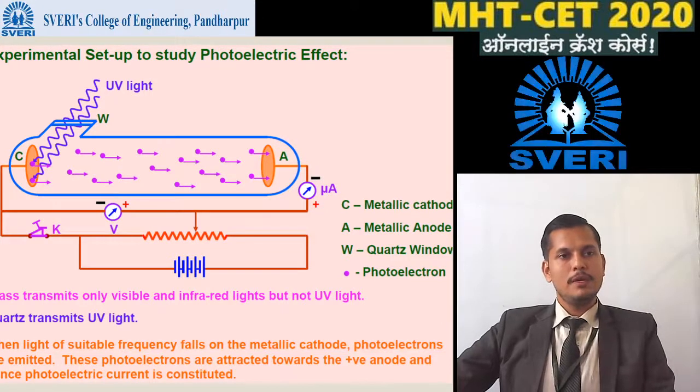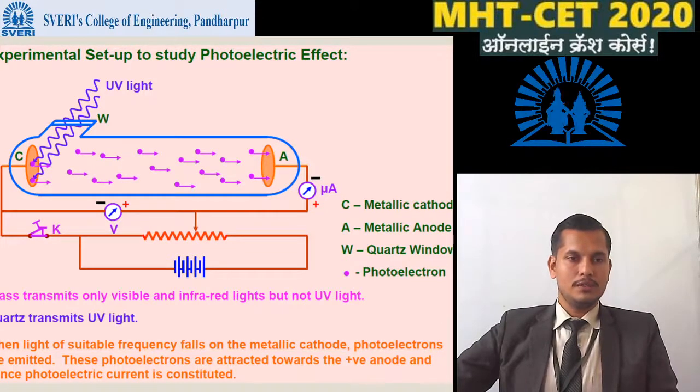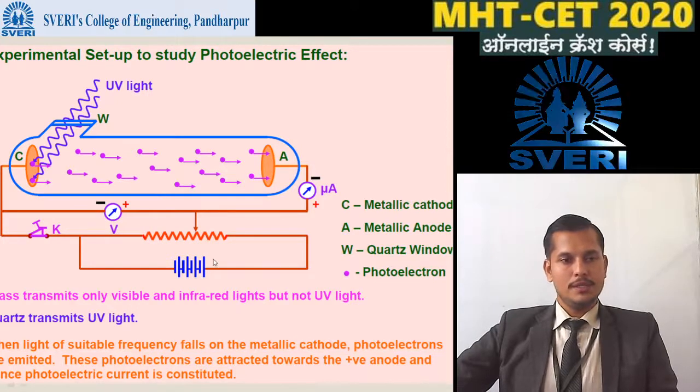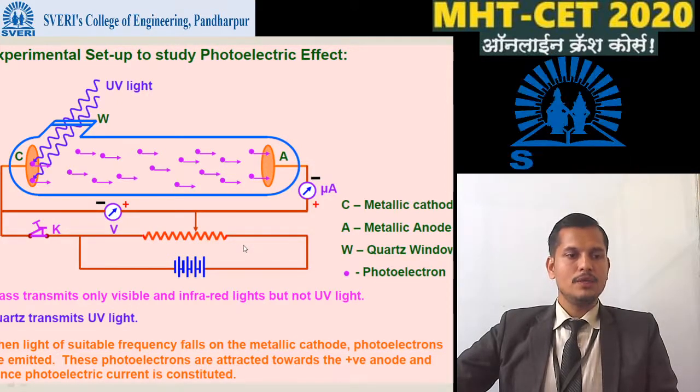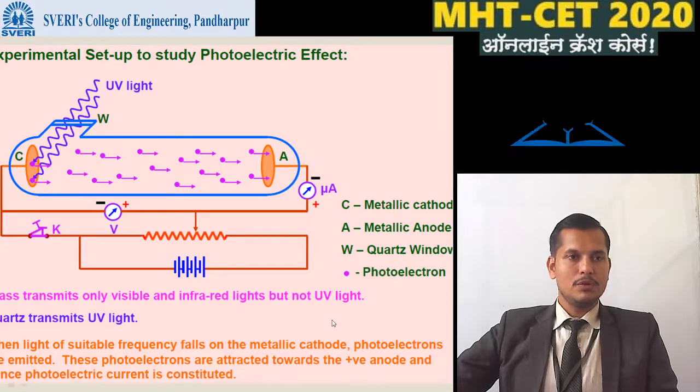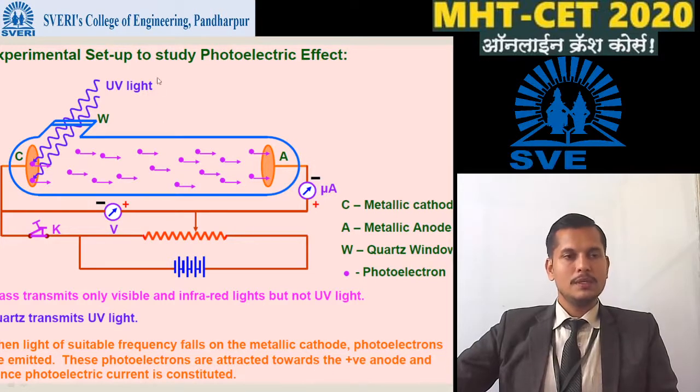So this is experimental setup to study photoelectric effect. If we check, we are connected that particular tube in this circuit where metallic cathode and metallic anodes we are using. Quartz window we are using for exposing that metallic cathode by ultraviolet light. It is connected in circuit and we are getting photoelectric current. So glass transmits only visible and infrared lights but not ultraviolet light. So we are exposing that light by quartz window. So quartz transmits ultraviolet light.